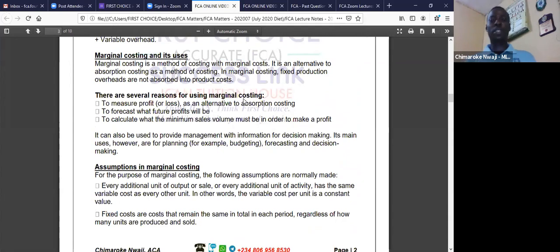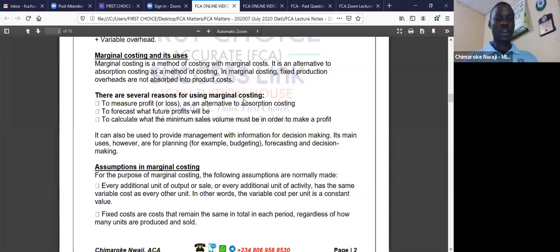Now, marginal costing and its uses. What are some of the uses of marginal costing? Marginal costing is a method of costing with marginal costs. It's an alternative to absorption costing as a method of costing. In marginal costing, fixed production overheads are not absorbed into the product costs. So you see, you want to find the cost of a product. You don't use the full cost when doing marginal costing. You only use the marginal cost and charge that to the product.